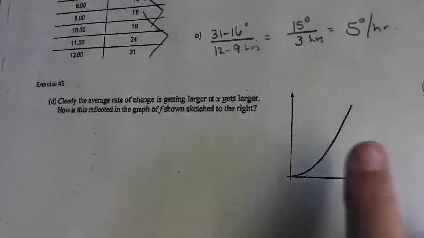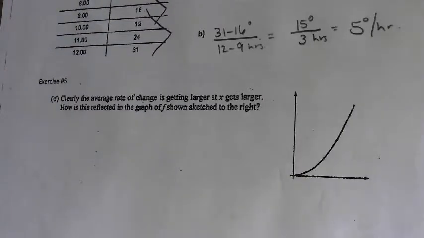And then lastly, while I'm passing out your homework, this says that the average rate of change is getting larger as x gets larger. How can we see that? How does the graph show that? Chris, go ahead. Line gets steeper. Very good. Line's getting steeper. That's it. That's all you have to say.